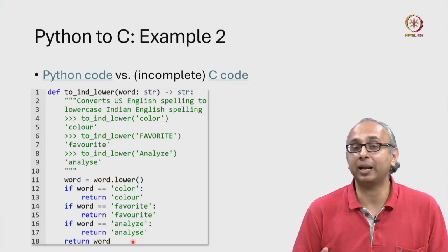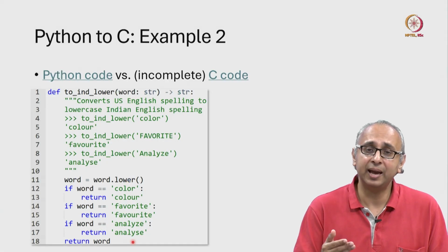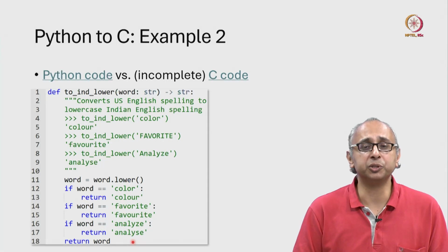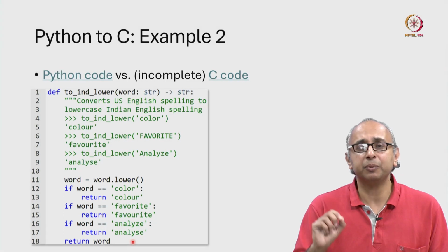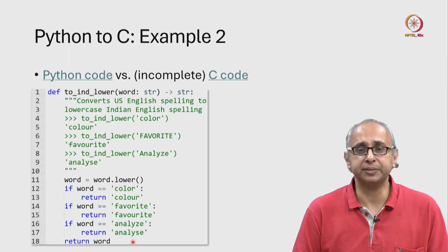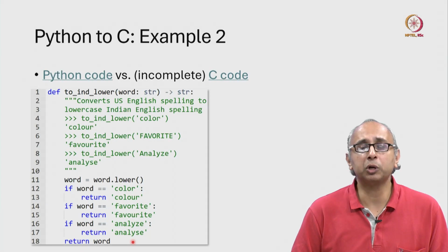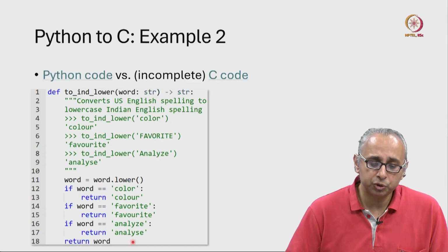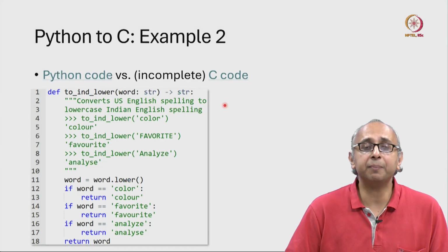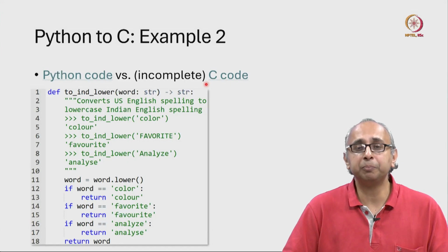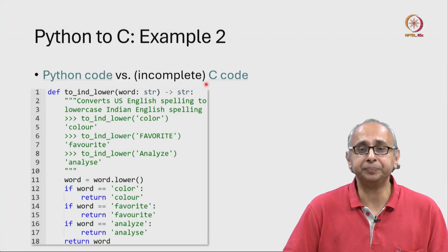So for example, a word like "and" is spelt the same in both US spelling and in Indian spelling. So those words we won't modify, except we might convert them into lowercase. Now what would this code look like in C? Let me show this to you on Python Tutor. I'm going to show you an incomplete piece of code, and we will gradually complete it as we learn.